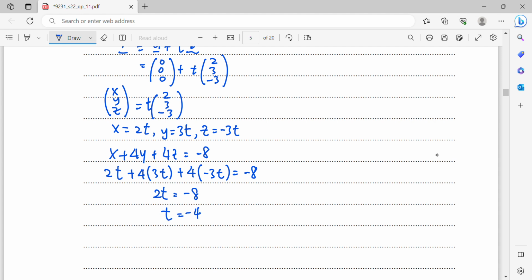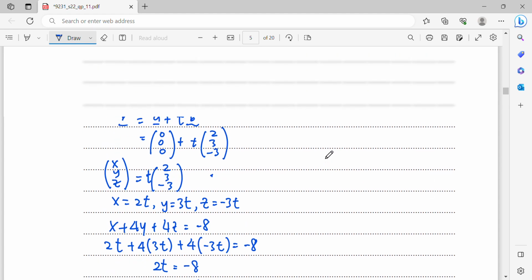Once you get t equals minus 4, then we can get the position vector of the intersection point. I will just replace it here. Therefore my x, y, z will be minus 4 of (2, 3, minus 3). So when you simplify, it will be minus 8, minus 12, and 12.